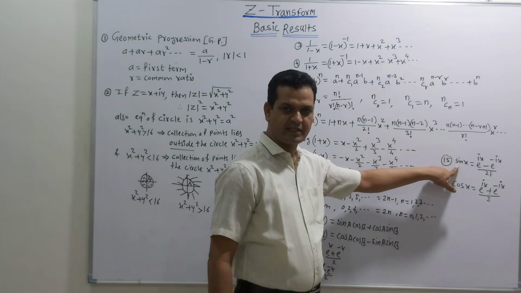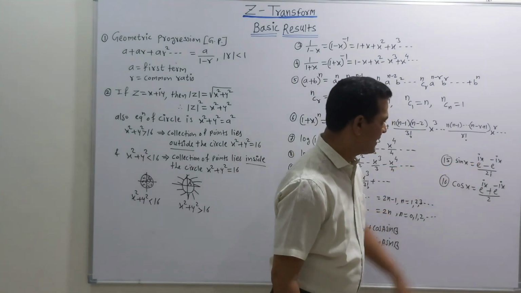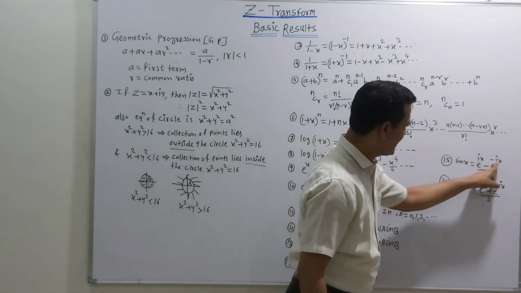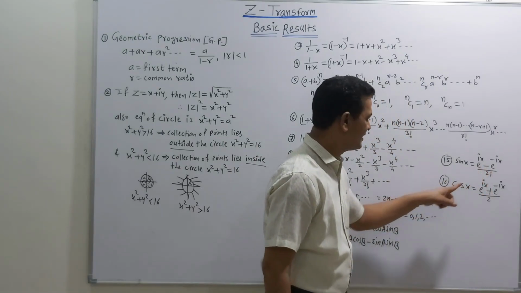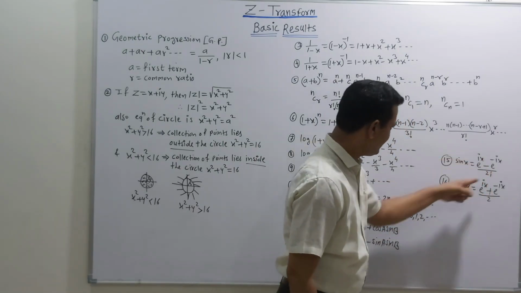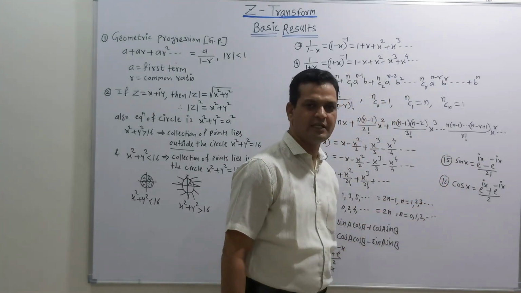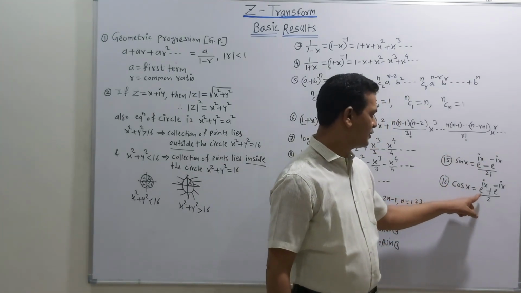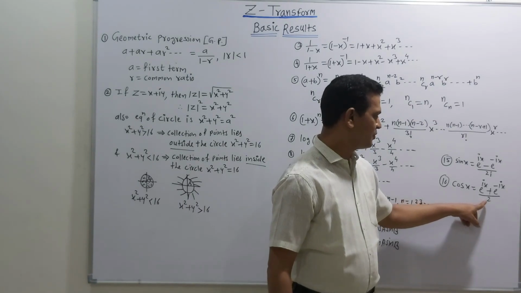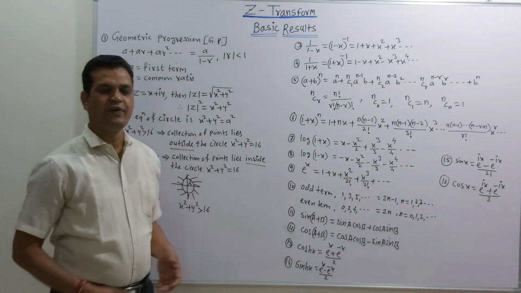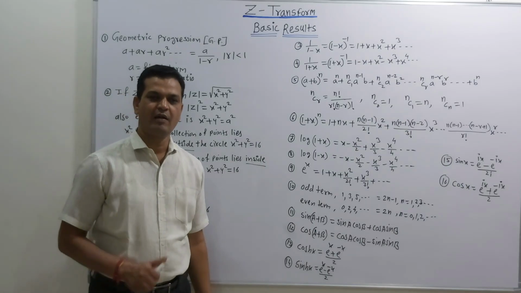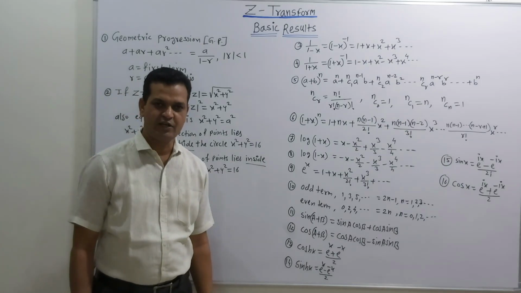Again for sine x, we can write this as e raised to ix minus e raised to minus ix upon 2i. This 2i term is important. Many times we write this as only 2. So this is the 15th result. Now the 16th result is cos of x is equal to e raised to ix plus e raised to minus ix upon 2. All these results are very much useful for learning the concept of Z transformation.